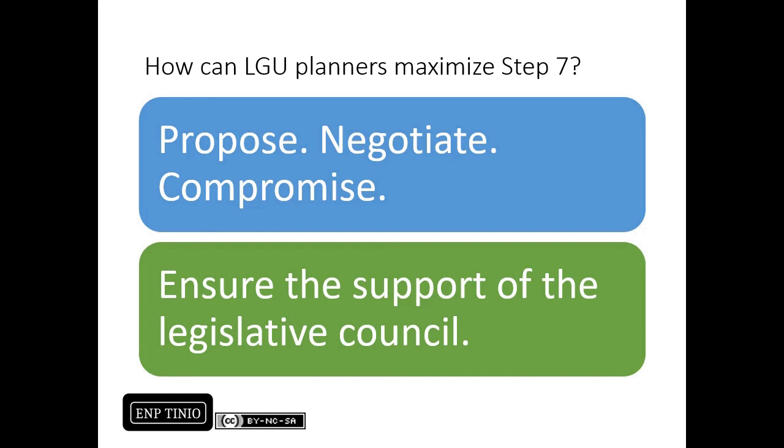Second is to ensure the support of the Legislative Council. The CLUP is primarily implemented through a zoning ordinance, which will be drafted in step 8. Though the Legislative Council is part of the CLUP core team, members can still constrain the enactment of an appropriate zoning ordinance due to, again, political reasons.